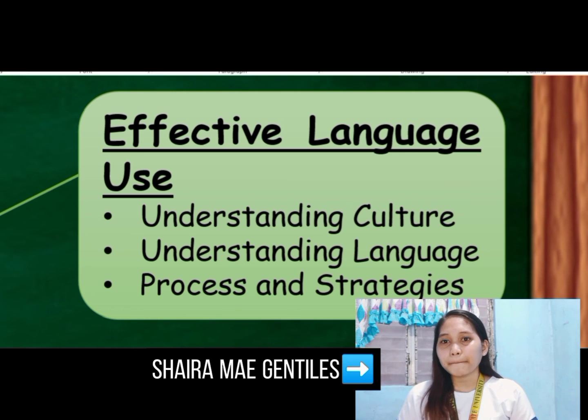Again, effective language use is a salient feature of the English curriculum, which has the components of understanding culture, understanding the language, and strategies and process.